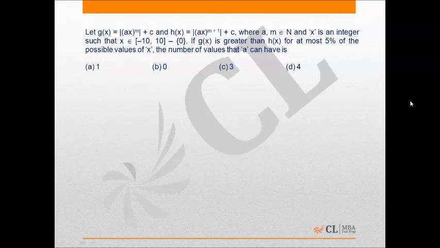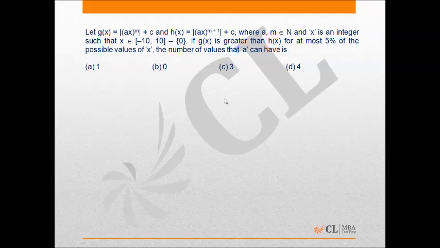This question looks very tough, but when you solve it, it's actually not. There are two functions g(x) and h(x). a and m are natural numbers, x is an integer such that x lies between minus 10 to 10, both inclusive, excluding 0. g(x) is greater than h(x) for at most 5% of the possible values of x. The number of values that a can have is.